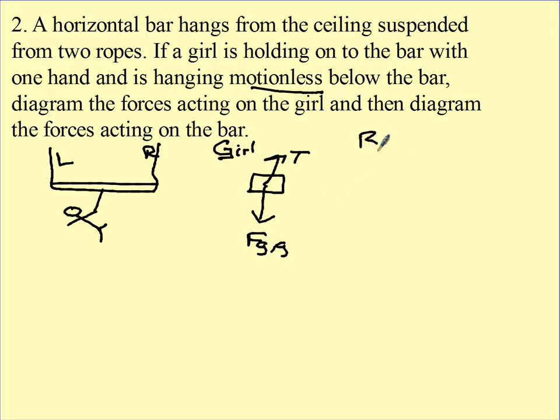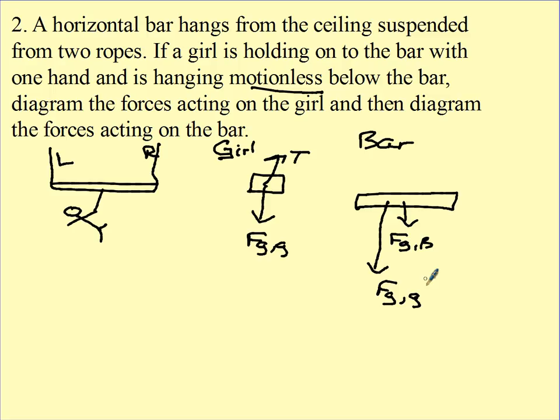Now what if I do the bar? I'm going to go ahead and make the bar kind of long and thin. It's still square. So the first thing I'm going to have is the weight of the bar. So this is Fg of the bar. Use a little b. And I also have the girl's weight pulling down. So I'm going to make this really big and go straight down. So this is Fg of the girl. Going up, I don't have a normal force, but I do have the tension in the rope. So this is T left and T right.